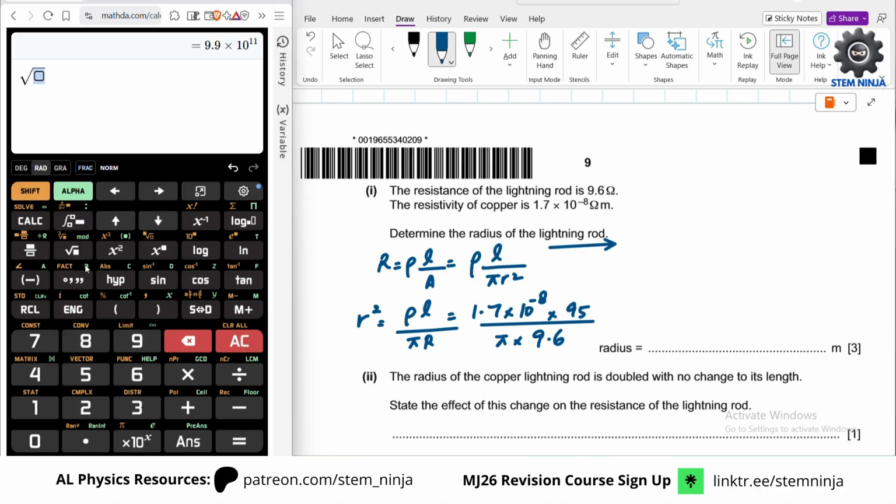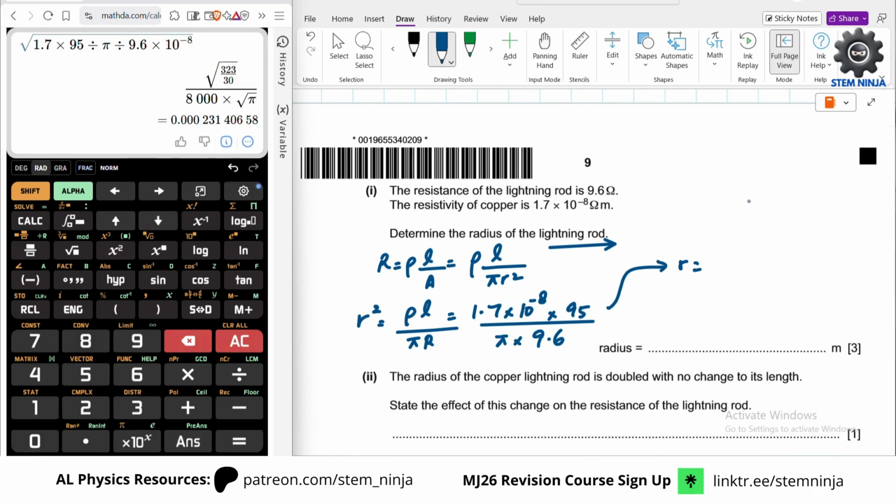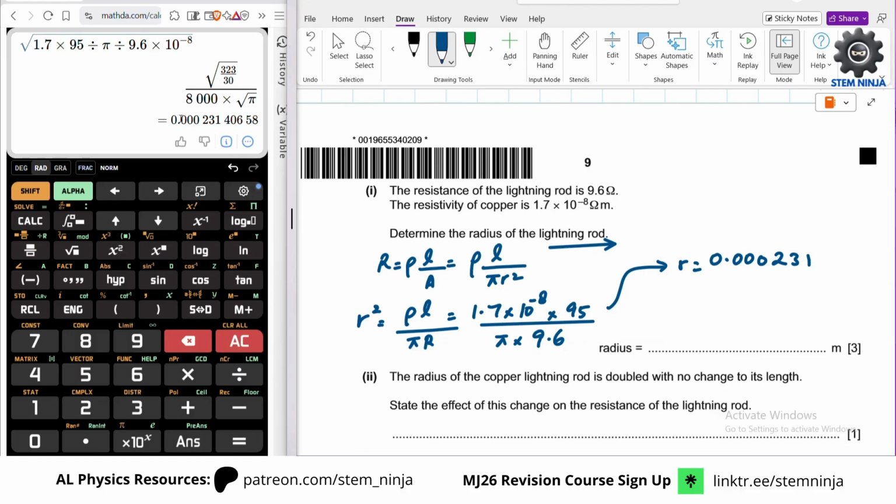So therefore this would be square root of 1.7 times by 95 divided by pi divided by 9.6 times by 10 raised to power minus 8, square root would be 0.000231. So in standard form, 2.3 times 10 to the power minus 4.